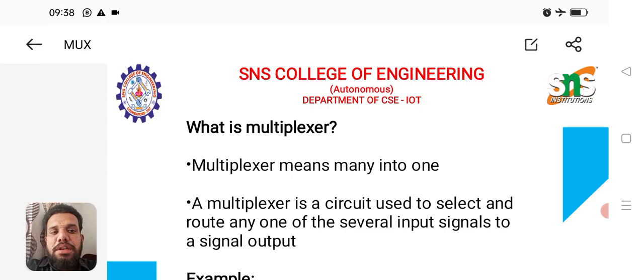Normally in communication, n number of signals will be transmitted through a single path. Finally, in the output, all the signals will be received, the noise removed, and then sent to the particular destination. Here the multiplexer is nothing but many inputs to a single output. This is called a multiplexer.